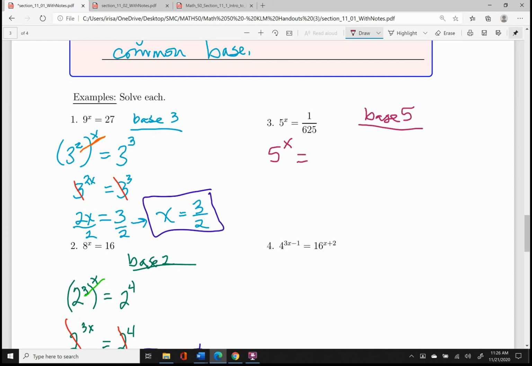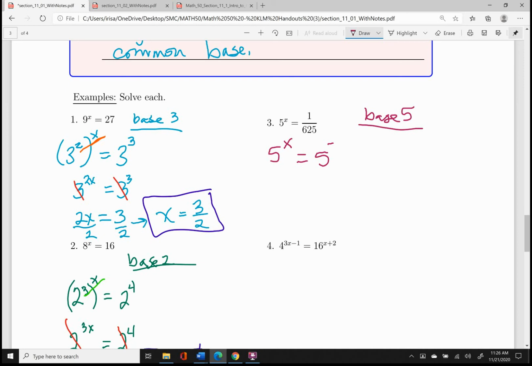So you've got to ask yourself, what is 5 to what power is going to give me 1 over 625? Well, first of all, since the number in question is in the denominator space, oops, I meant to erase that, that tells me that the exponent is going to be negative, okay? And then how do I get to 625 with a 5? Well, 5 to what power gives me 625?